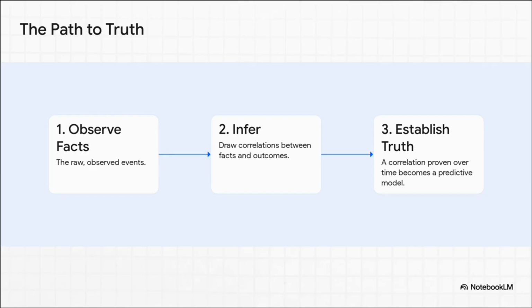And the progression here is everything. You don't just jump straight to the end. You start with the raw data. You observe the facts. Then you put on your detective hat and you look for connections, for correlations between those facts. But, and this is the crucial part, the final step is taking that correlation and testing it over and over until it becomes a reliable, predictive model. That's when you've established a truth.